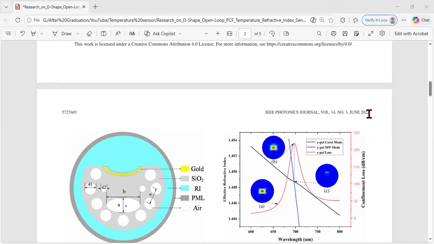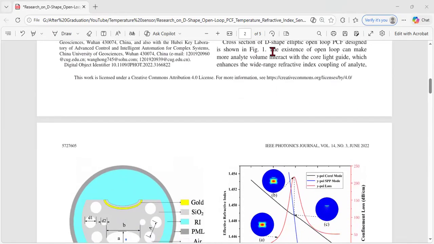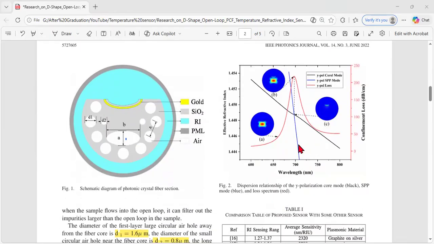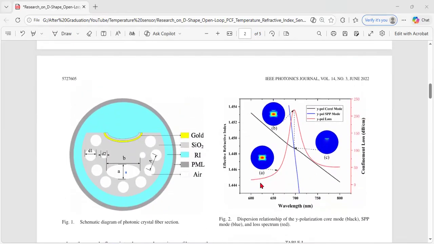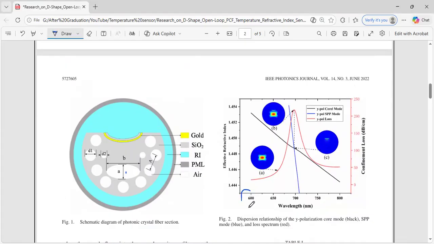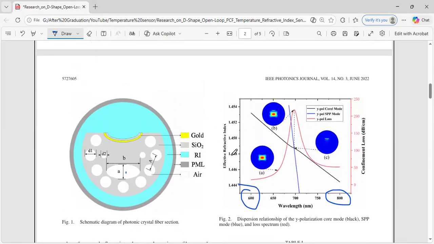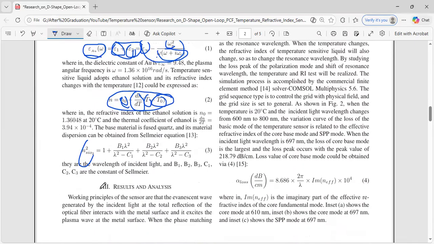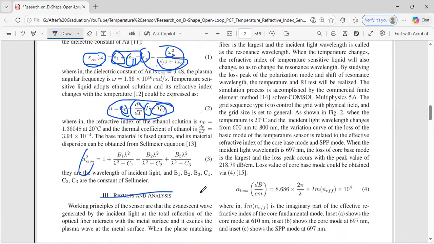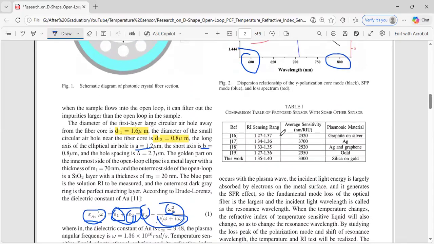Okay. So here you can see that this is the graph and this is the phase matching curve actually. So from here, you can see that they simulate the model from 600 nanometer to 800 nanometer, right? And for the temperature, we have to search for which temperature they simulated it. So this is the result section. Okay, the last mention here.